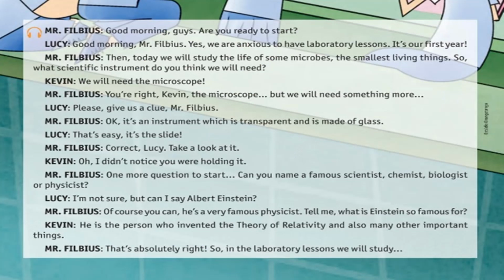Right here you have a conversation between a teacher and a couple of students. It's a conversation between Mr. Philbos and Lucy and Kevin. I'm going to read the conversation for you, so you can use your book or the video as well. It's up to you. But keep in mind that you're going to have to solve some exercises here as well. Mr. Philbos started the conversation just like this.